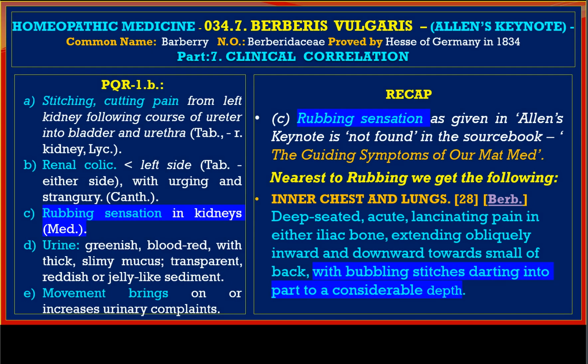And let us go to the second part, rubbing sensation in the kidney, which we could not find as given in Allen's Keynotes. So the nearest to rubbing, we go to the following: inner chest and lungs, 28, chapter Berberis. In the guiding symptoms of our materia medica, we find something similar, bubbling stitches darting into the part to a considerable depth. It tells us that in the deeper and lower part of the chest there are stitches and a bubbling sensation.